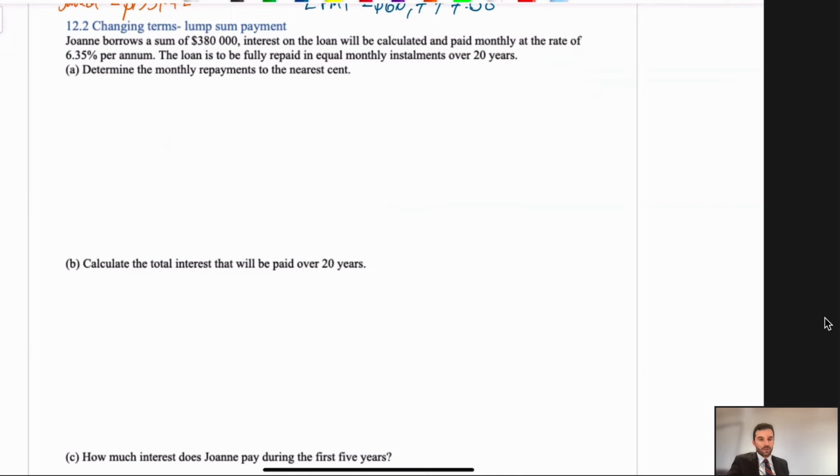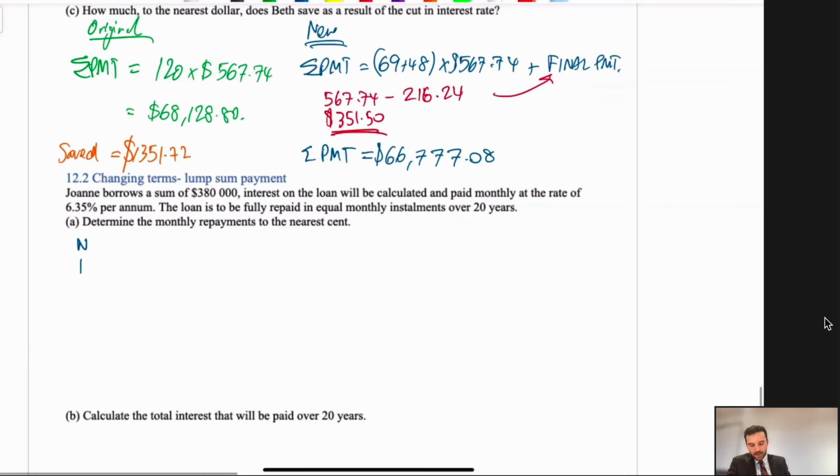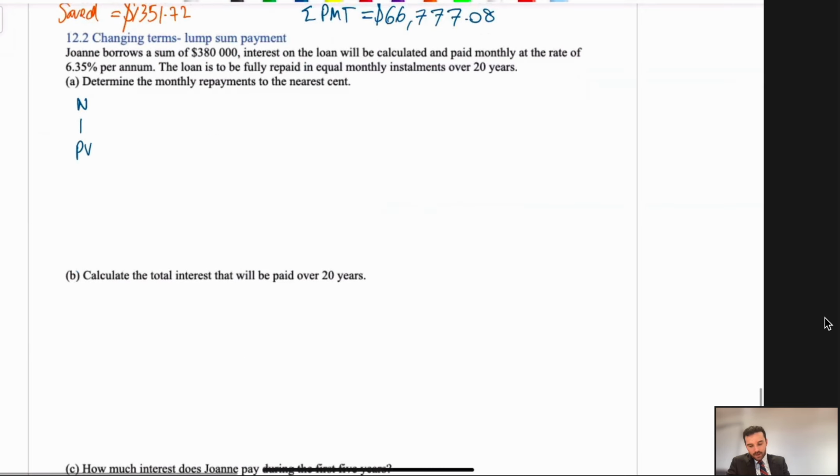If they don't tell you whether you should do a recursive rule or finance app, just go to the finance app. Typically it's easier. So N, I, PV, PMT, FV, payments per year, and compounds per year. Now let's fill out what we know. She borrows 380k, so that's positive. The payment is what we want to solve. We're going to draw an arrow there. FV is going to be 0 because she's paying off the loan.